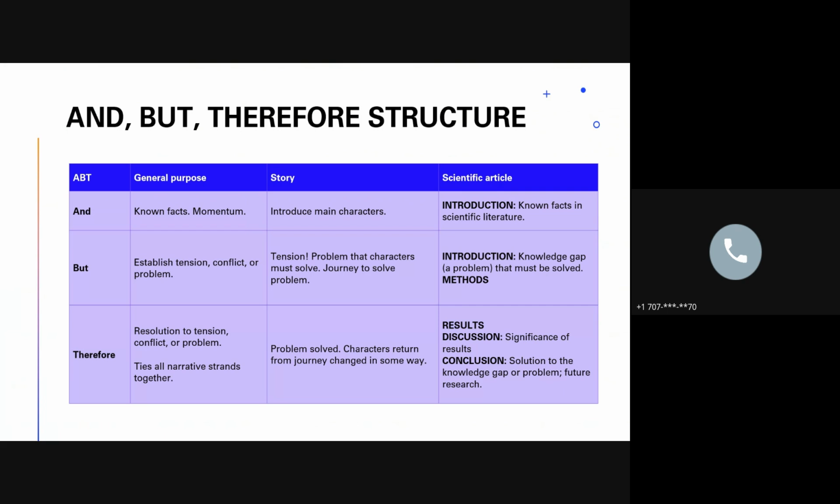So we're getting all the background information and the story of the journey. In a story, this is where the problem is solved. The characters return from the journey and they're changed in some way. And in a scientific article, this happens in the results, discussion, and conclusion.